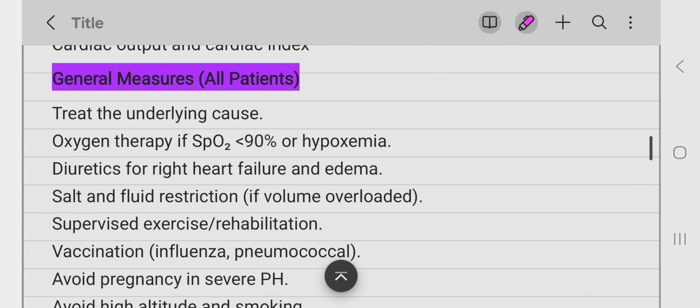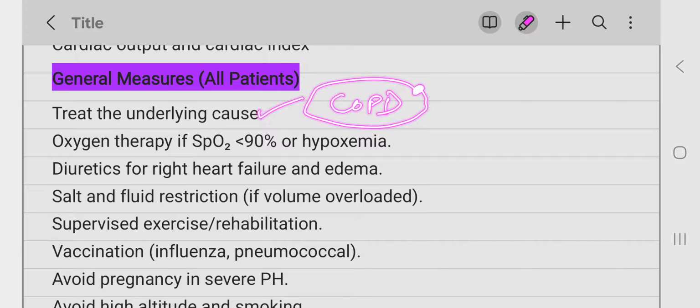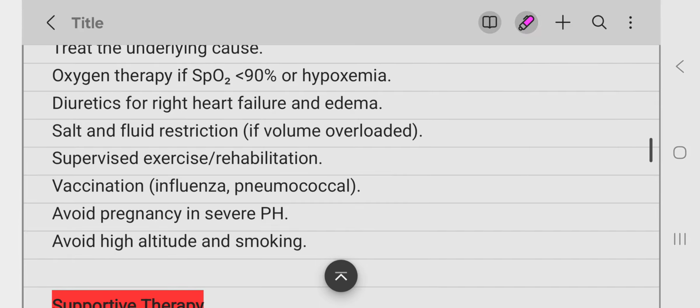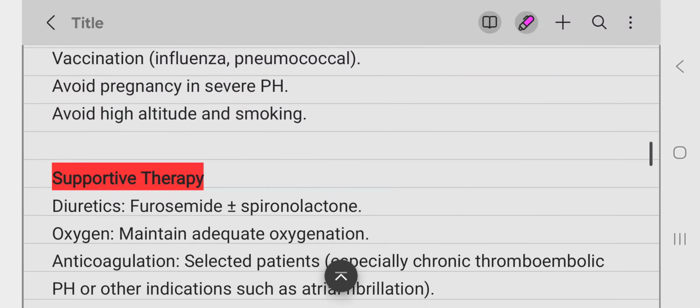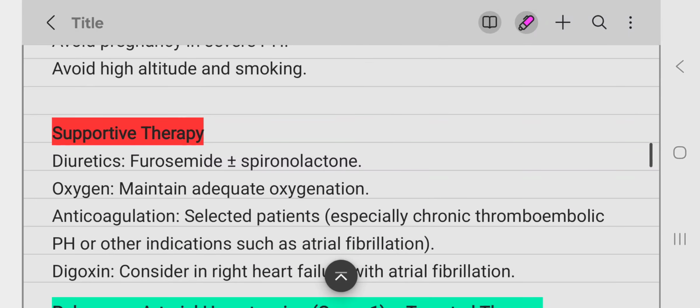Now, how will you manage this patient? You should treat the underlying cause. For example, if the patient has COPD and has developed pulmonary hypertension, you should treat the COPD by giving oxygen supplementation. If the patient is hypoxemic, then give oxygen therapy if SpO2 is less than 90%, or if the patient has hypoxemia. Diuretics are given if the patient has developed right heart failure and edema. Salt and fluid restriction if the patient is in volume overload because of right heart failure. And then vaccination for influenza and pneumococcus. Avoid pregnancy in severe pulmonary hypertension because of higher risk of mortality, and avoid high altitude and smoking. So these are the general measures for the patients who have pulmonary hypertension.